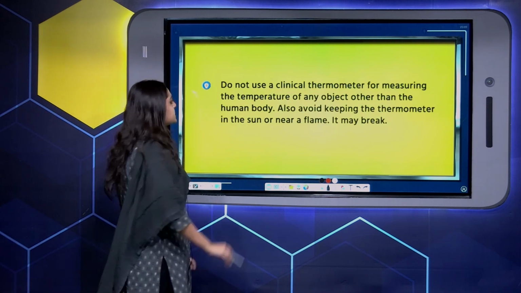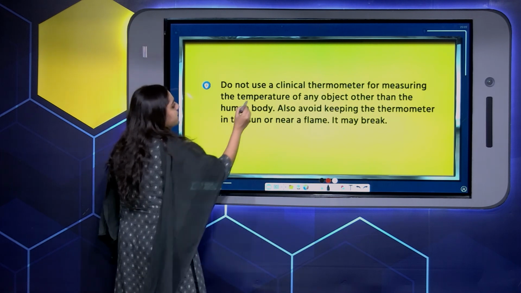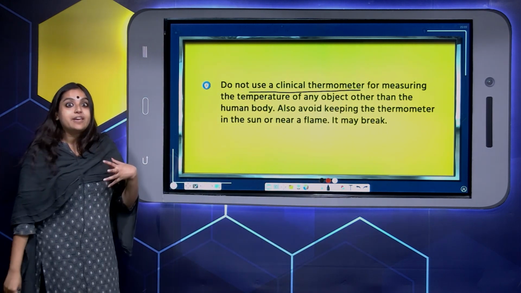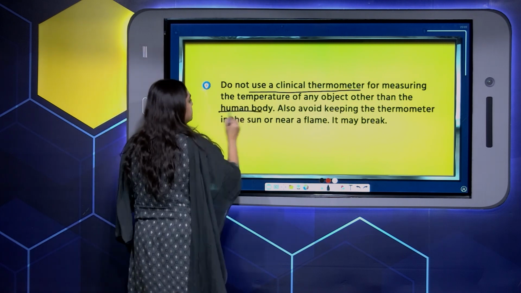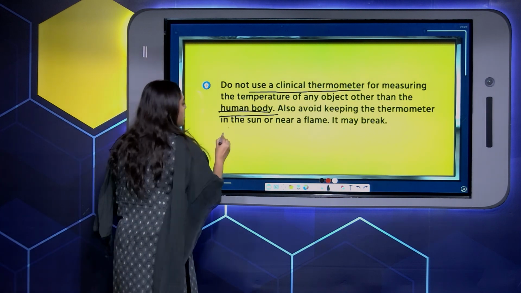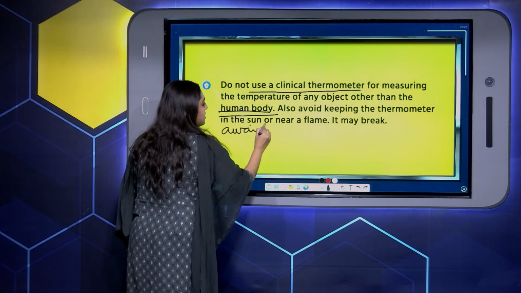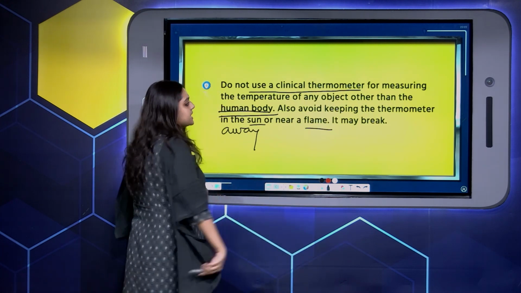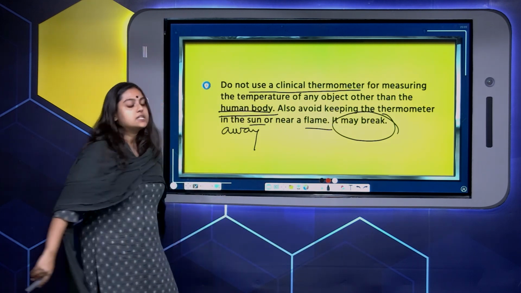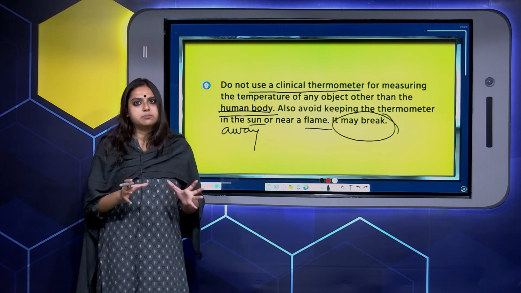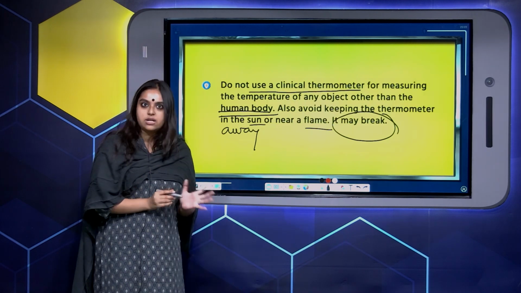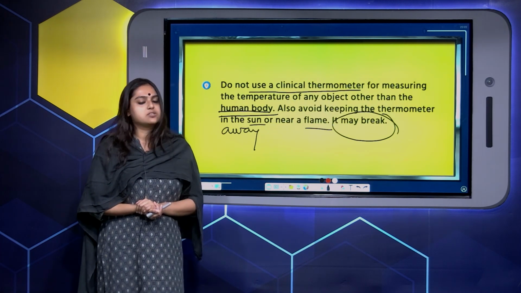And lastly, we have arrived at the point where it is said that do not use a clinical thermometer for measuring the temperature of any other object other than human body, right? And also keep the thermometer away from the sun or flame. Why? Because it may break. Okay? So, we have learned a little bit or a lot about heat today. We will be learning more on heat in the next coming classes or lectures.